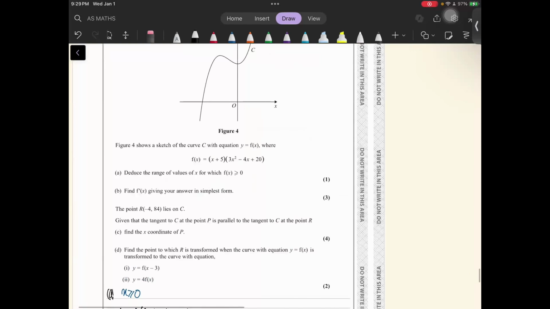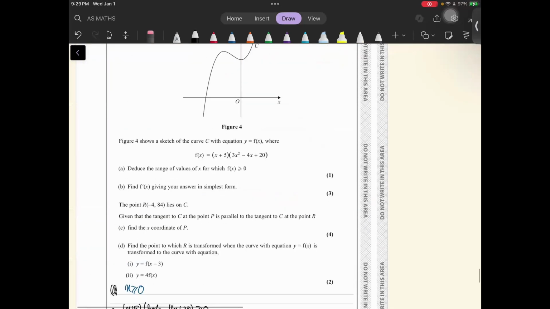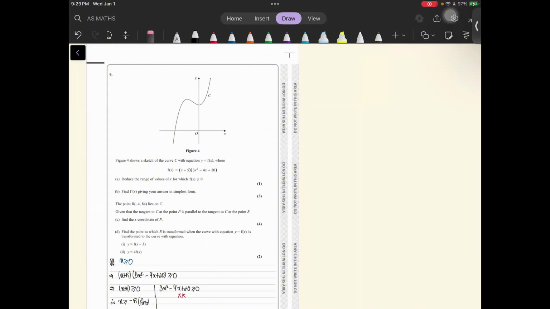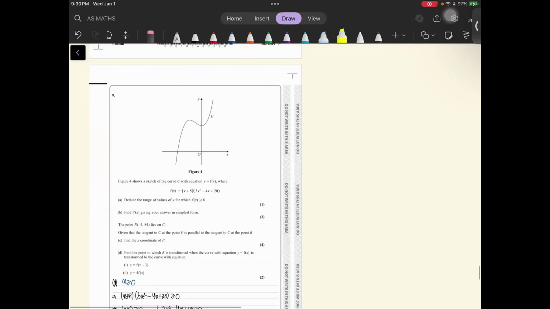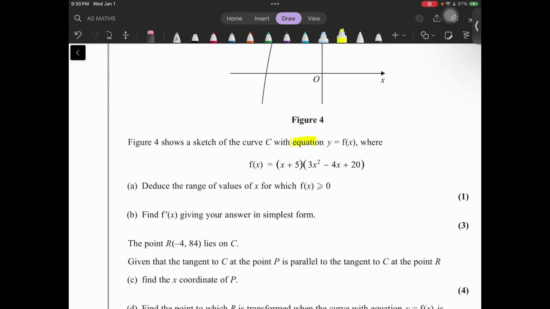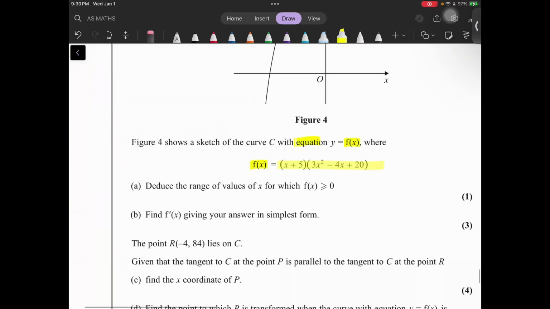Now the last question of this paper, give me a moment guys. This question looks intimidating, but trust me, this is one of the easiest questions of this paper, to be honest. It isn't that intimidating as well. So figure 4 shows a sketch of the curve with the equation y equals f of x, and f of x is denoted by this. So deduce the range of values of x for which f of x is greater than or equal to 0.